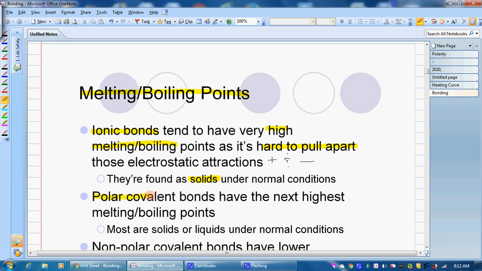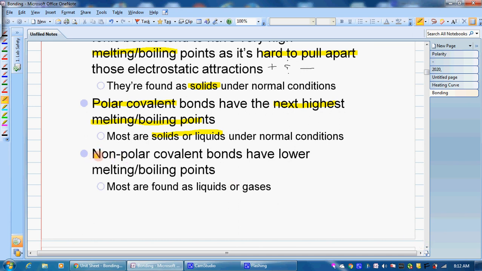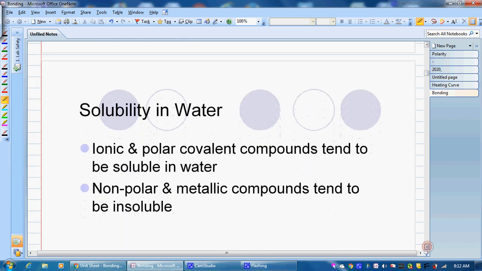Polar covalent bonds, then, have the next highest melting and boiling point. These can be solids or liquids under normal conditions. It just depends. And then nonpolar are going to have the lowest melting points, and these are usually liquids and gases. That should make sense: if something's a gas, its particles are very far apart, so it should be very easy to change its state.